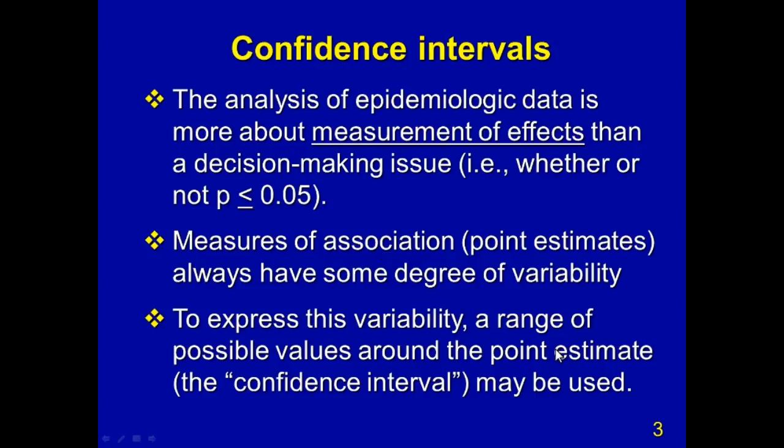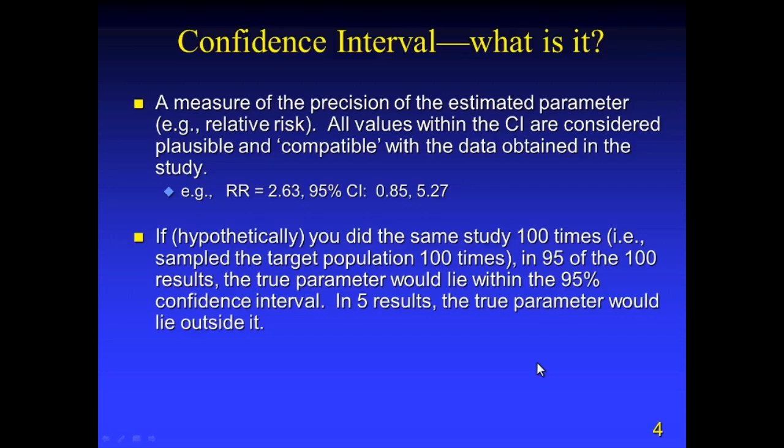And we do that using confidence intervals, which is a range of possible values around the point estimate that we obtained in our study. Point estimate, of course, being the relative risk or the odds ratio or the risk difference, depending on what we're looking at. So the confidence interval gives us some measure of the precision of the parameter that we're looking at, such as the relative risk. And you can say that all values within the confidence interval are basically consistent with the data obtained in the study, and they're all plausible.